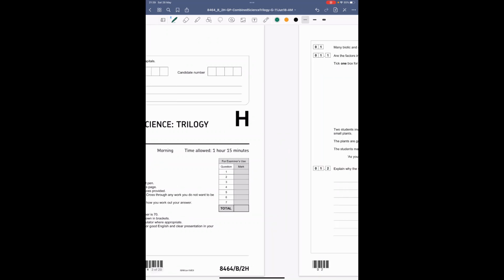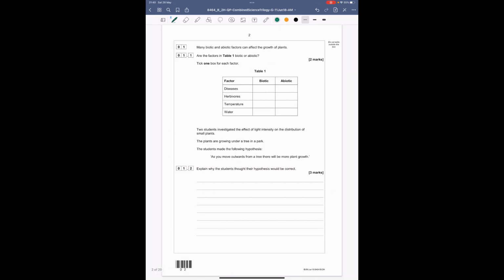So, getting started then. Question number 1. Many biotic and abiotic factors can affect the growth of plants. Are the factors in Table 1 biotic or abiotic? Well, biotic are all to do with living factors, and abiotic are non-living factors. So we just need to identify from Table 1, is it a biotic or abiotic factor?